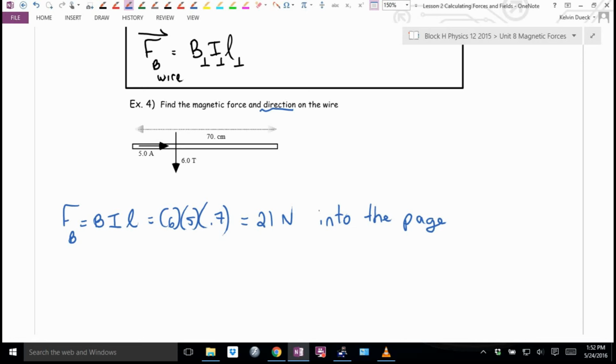Okay? Or you could write it, but I tend to just write it out. That's the symbol for into the page.